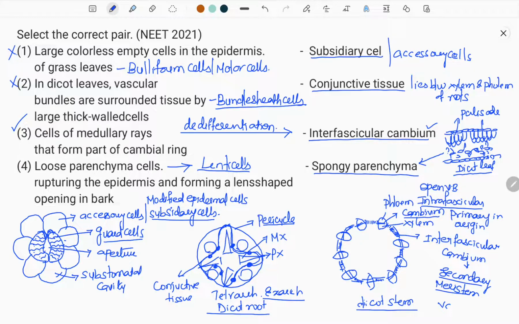and lens-shaped openings are formed. It is better to call it cork because bark is different and cork is different. Cork is the outer phellem, while bark includes even secondary phloem. Bark includes the cork, cork cambium, secondary cortex and even secondary phloem. So better we call it cork. So lenticels are meant for gaseous exchange, and they provide the gases required for photosynthesis to the chlorenchyma present in the secondary cortex of the dicot stem.